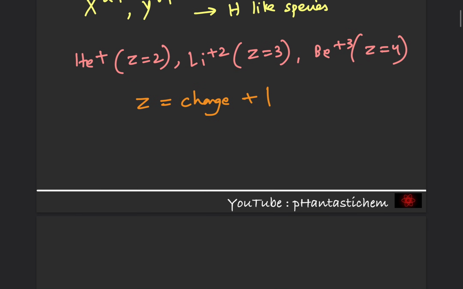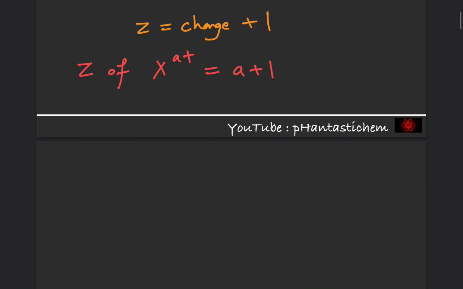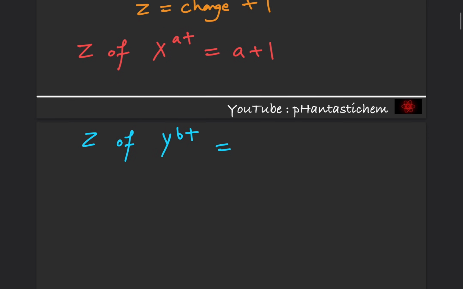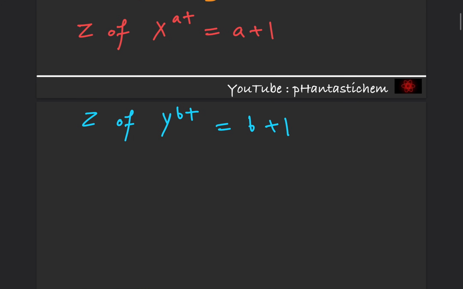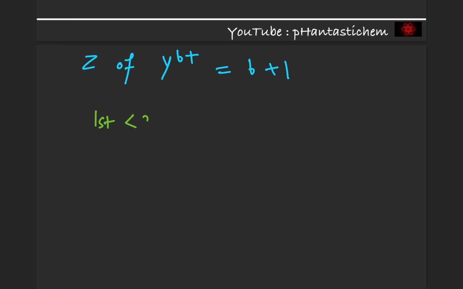Right? So based on this, I can write the atomic number of Xa plus will be equal to the charge it contains, that is A plus 1. Similarly, I can write the atomic number of Yb plus will be equal to the charge it contains, that is B plus 1. One more thing we should know is that energy of shells increases as we move outwards. Therefore, the energy order is going to be second more than first, third more than second, fourth more than third, and so on.